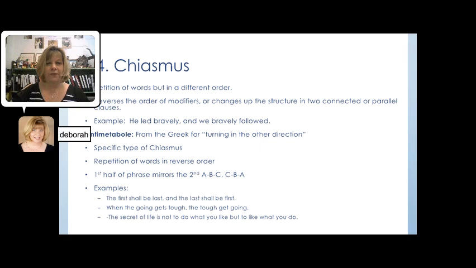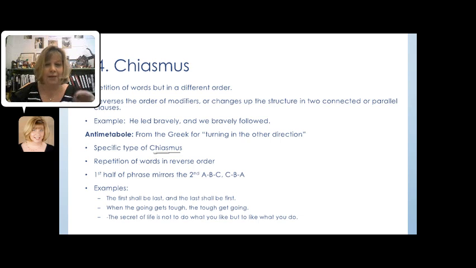Chiasmus is the repetition of words, but you repeat them in a different order. So it's going to reverse the order of the modifier or change up the structure somehow in two connected or parallel clauses. So you'll hear the same phrases or the same words, but they'll be in different places. So an example, he led bravely and we bravely followed. And this is very closely connected to antimetabole, which is a Greek for turning in the other direction. And that's a very specific type of chiasmus.